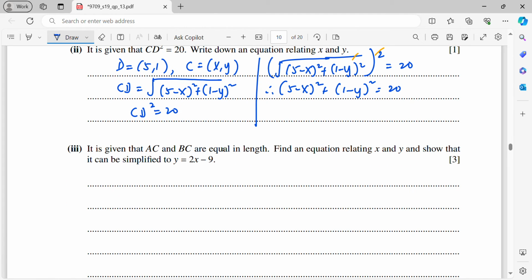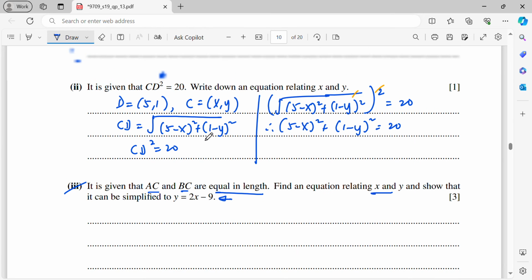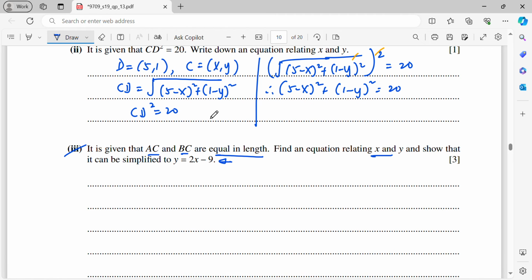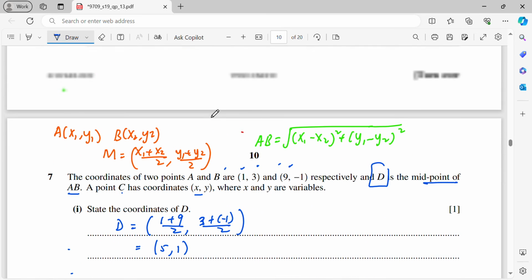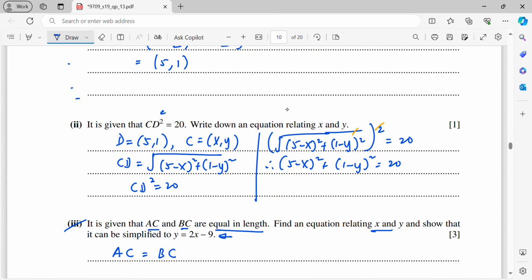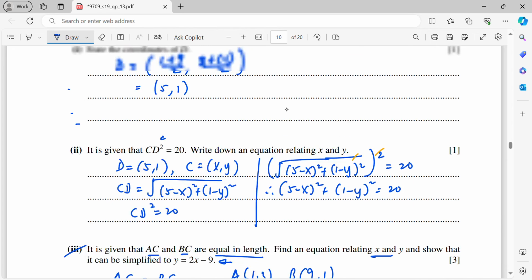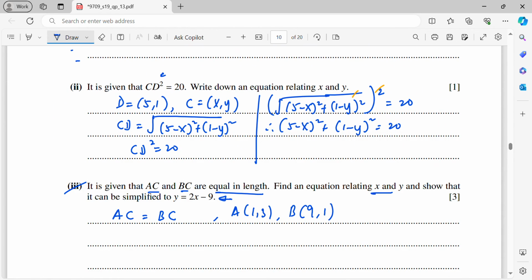Now part 3. It is given that AC and BC are equal in length. Find an equation relating x and y and show that it can be simplified into this equation. So AC equals BC. My A is (1, 3), and my B is (9, -1). And my C is (x, y).